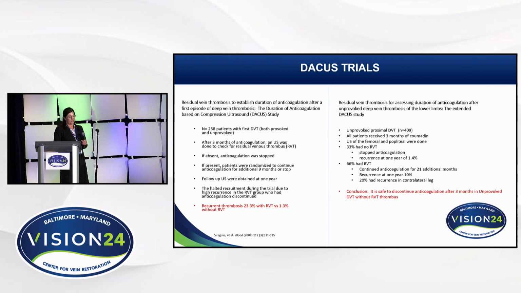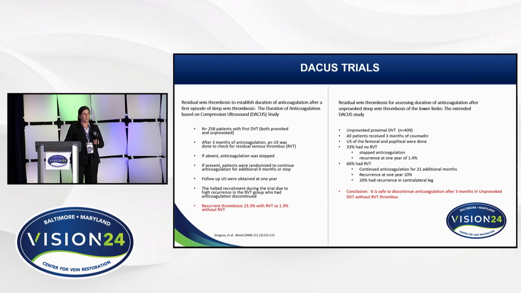The extended DACUS trial then took it a little further, and it looked at just unprovoked proximal clot. These patients are traditionally going to scream, I'm going to have a high recurrence rate, right? High post-thrombotic syndrome rate. All these patients were treated for 3 months with anticoagulation. Again, they had the ultrasound. A third of these patients had no residual thrombus. They stopped anticoagulation, and at 1 year, the recurrence rate, again, was 1.4%.